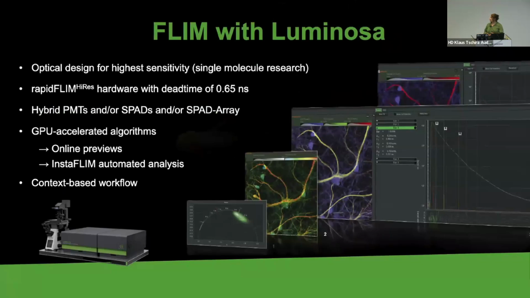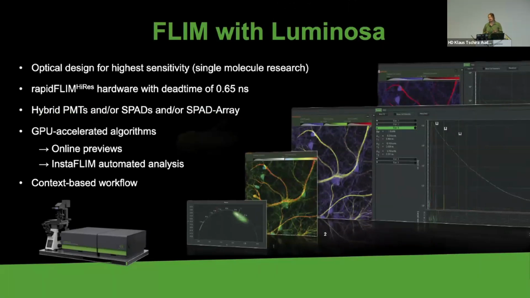The Luminosa microscope itself is designed for highest sensitivity, especially for single molecule research, but also for FLIM. We need to collect single photons, so we need this kind of sensitivity. FLIM also used to be a rather slow imaging method because you need to collect enough statistics to get enough data to analyze afterwards.